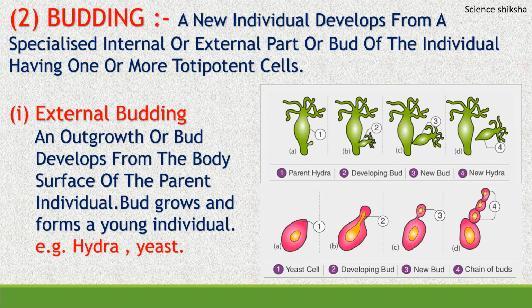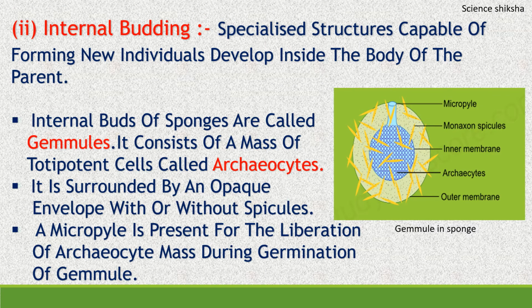So next we will study about the internal budding. In internal budding, specialized structures capable of forming new individuals develop inside the body of the parent. Internal budding is present in case of sponges. The internal buds of sponges are called gemmules. This can be shown in the picture also, that a gemmule consists of a mass of totipotent cells called archaeocytes, and this gemmule is also surrounded by an opaque envelope with or without the spicules.